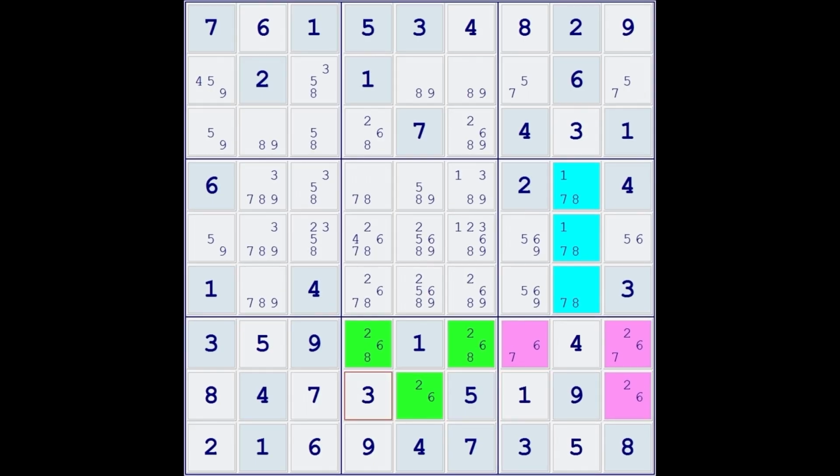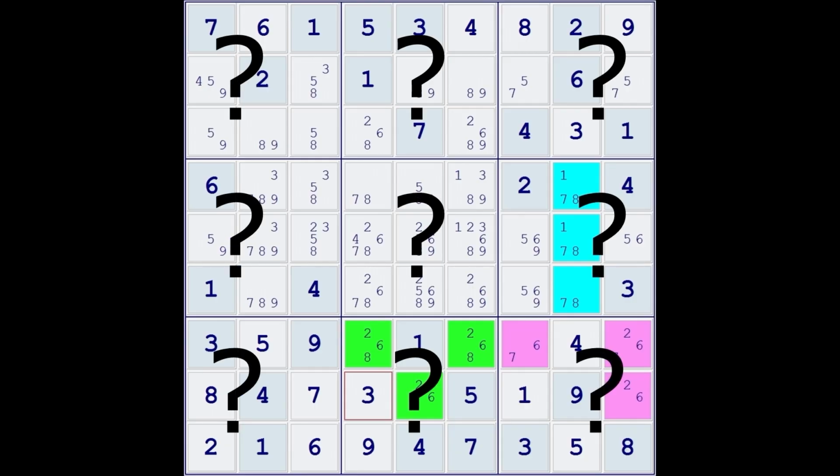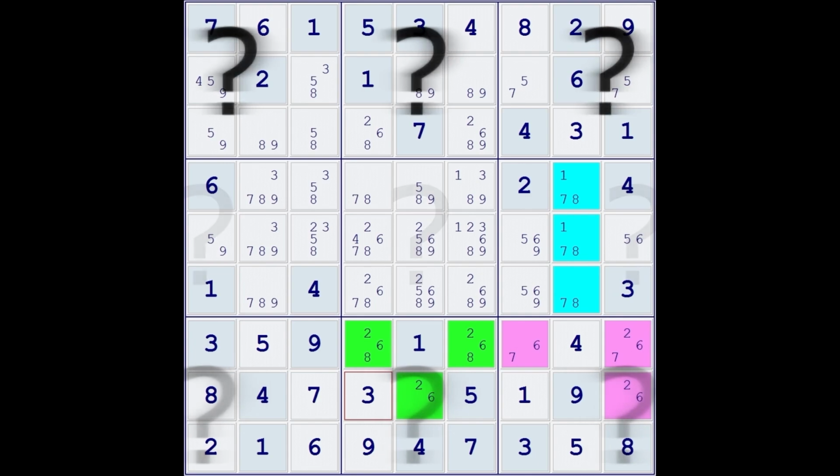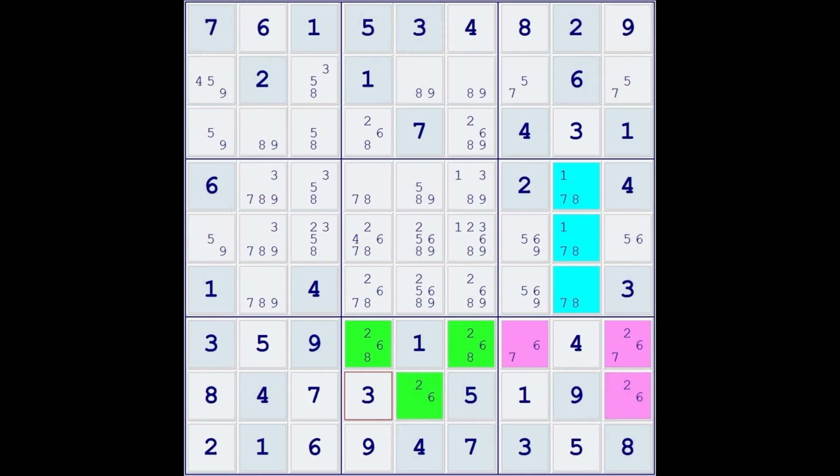And now I am going to give you a challenge. There is a naked triple in this Sudoku in which none of the cells has 3 candidates. Each of the 3 cells has only 2 candidates, and even so, it is still a naked triple. Pause the video and try to find it. If not, I'll give you the answer in 2 seconds.